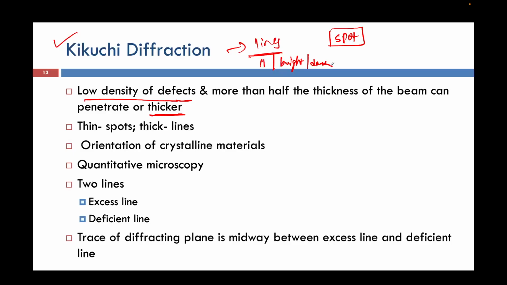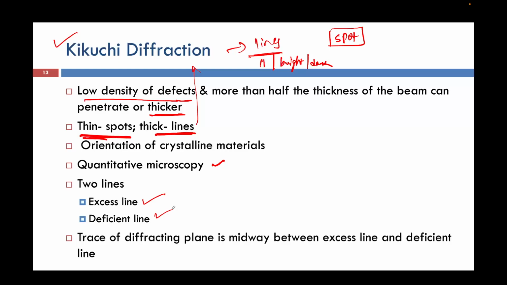Okay, and so here thin diffraction will give us spots and thick diffraction will give us lines, and this thick diffraction is related to the Kikuchi diffraction. So it's a quantitative microscopy. There will be two lines. I will tell why those two lines will come. One line is known as excess line, another line is known as deficient line.